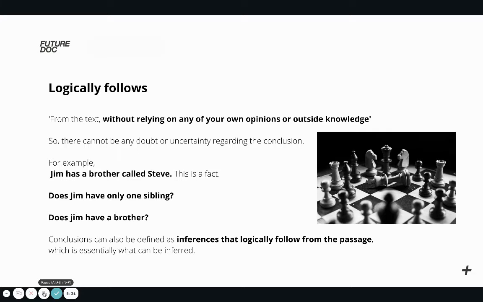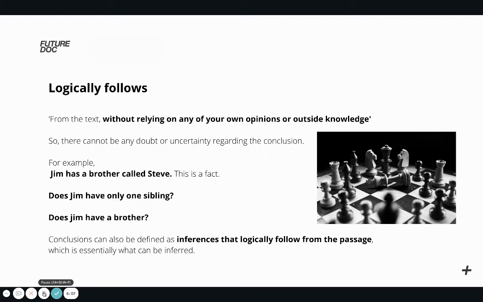We use an example here and say that Jim has a brother called Steve. This is a fact. Now, let's say I asked you, does Jim have only one sibling? In this case, you wouldn't be able to determine whether this is true or not based on the information you have. There is uncertainty present, and you cannot determine whether this conclusion is true or not, as the information didn't state anything about Jim having or not having other siblings. So, in this case, the conclusion that Jim has only one sibling would not logically follow.